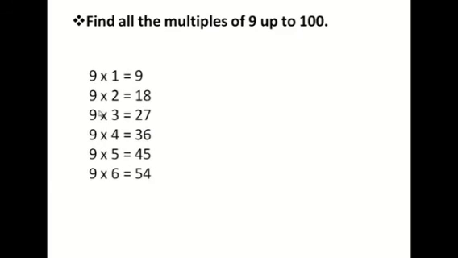Here 9 ones are 9, 9 twos are 18, 9 threes are 27, 9 fours are 36, 9 fives are 45, 9 sixes are 54. So all these are less than 100. Okay. Can you go ahead? Yes.